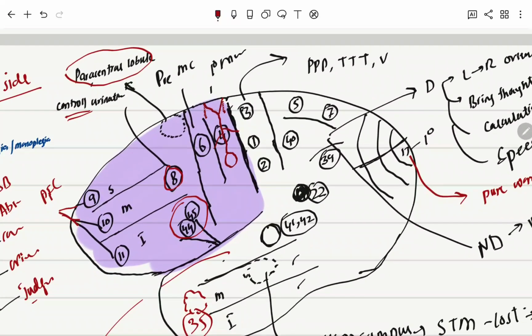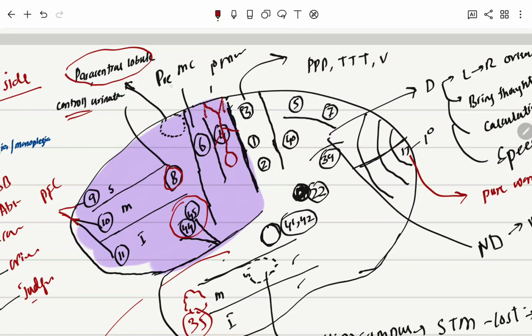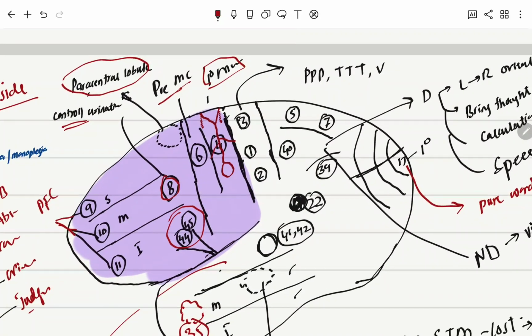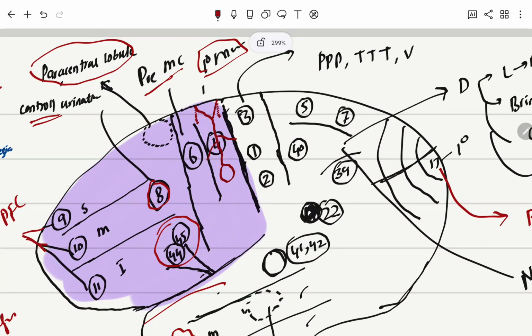And we have another important area, Brodmann area 6, that is called the premotor cortex, right? And this is responsible for planning of the movements. And we have the primary motor cortex that is responsible for the execution of the movements, right? So this is Brodmann area 4, and I have drawn a homunculus here.